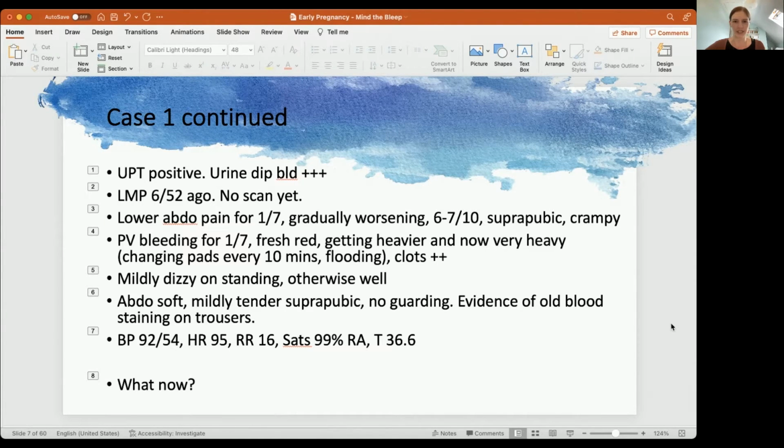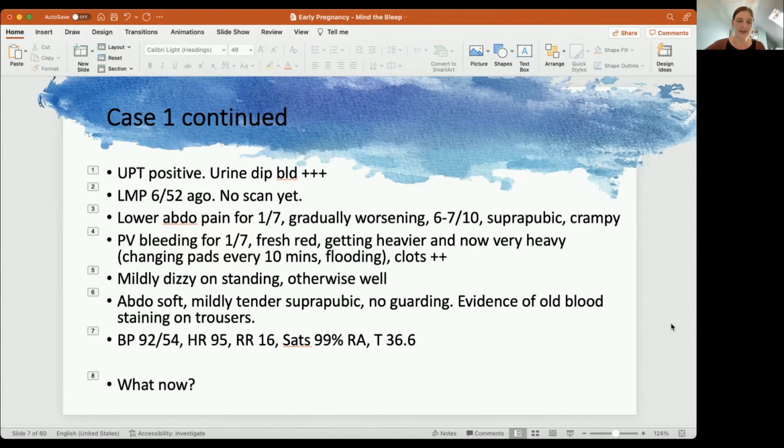She's mildly dizzy on standing, but otherwise she's okay. Abdomen's soft, she's a bit tender, but no guarding. You can see, doing your overall inspection, that there is some blood staining on the trousers. So that kind of makes you suspect that, yeah, okay, she is bleeding pretty heavily, actually.